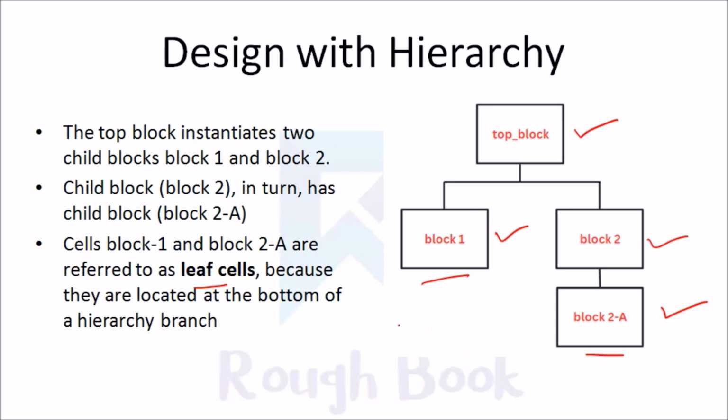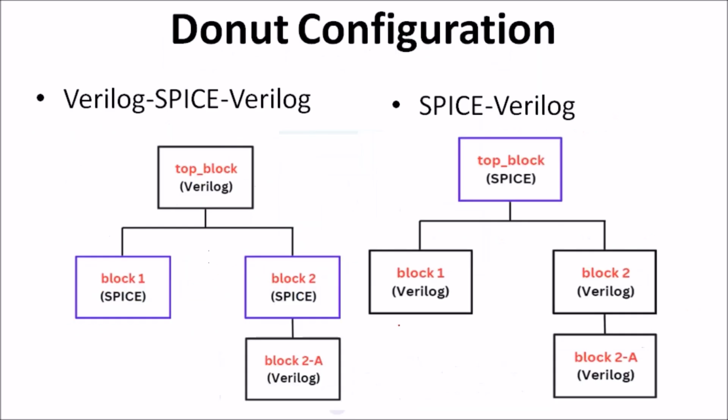Now let us see a few donut configurations. Let us talk about the Verilog Spice Verilog donut configuration. Here the parent block is a Verilog design with Verilog definitions, block 1 and block 2 have Spice definitions, or the design is Spice, and block 2a is Verilog. This tells us that this is a Verilog Spice Verilog configuration, which is a Verilog top view. Next we talk about Spice Verilog, where the parent block is Spice and the child blocks are Verilog.